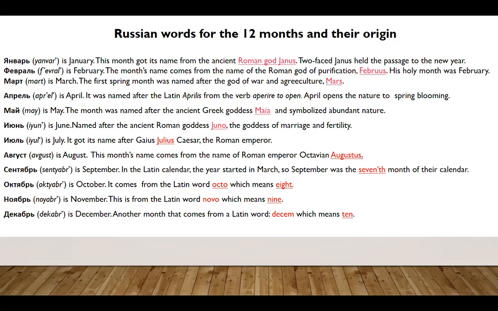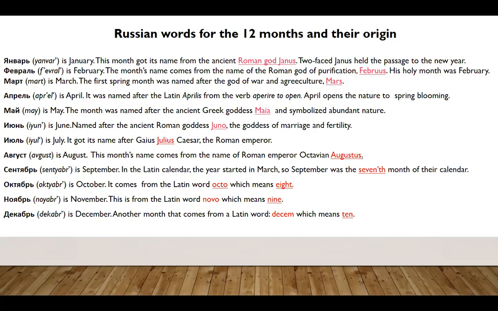February, Fevral. The name of this month comes from the name of the Roman god of purification, Februus. His holy month was February, and they held celebrations in his honor at that time. Mart is March. We pronounce it Mart. The first spring month was named after the god of war and agriculture, Mars. We mostly know him as god of war, but also he was god of agriculture. Therefore, the first month of spring was honored by being named March.